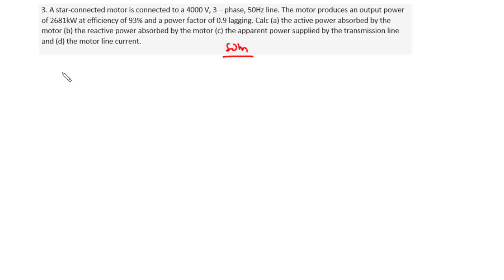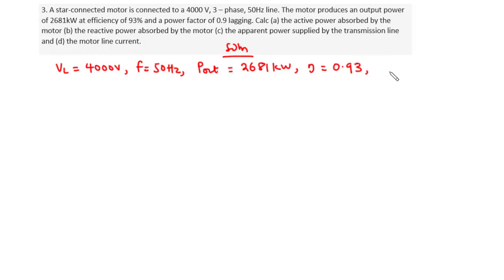So from this question, we have the line voltage giving us 4000 volts. We have frequency 50 Hz. We have the motor producing an output power, that is the output active power, 2681 kilowatts, and then we have efficiency 93%. Dividing this value by 100, you have 0.93. We have the power factor to be 0.9 lagging. So A, let's try to find the active power absorbed by the motor.